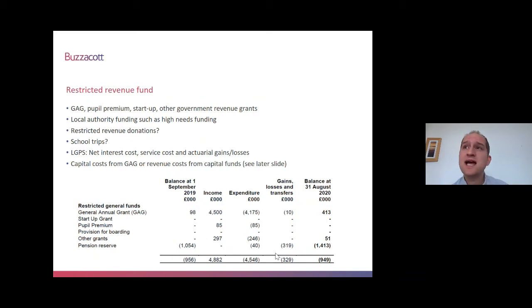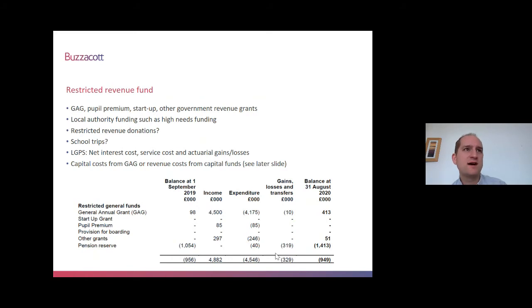you may receive some capital funding like devolved formula capital, which goes into the capital, the fixed asset fund, but actually ultimately gets spent on revenue items. And so the reason sometimes capital funding gets spent on revenue items is just because of the technicalities of accounting. So two most common reasons are that you purchase things that sit below your capitalisation threshold. So I don't know, academies tend to have capitalisation thresholds between £500 and £5,000.